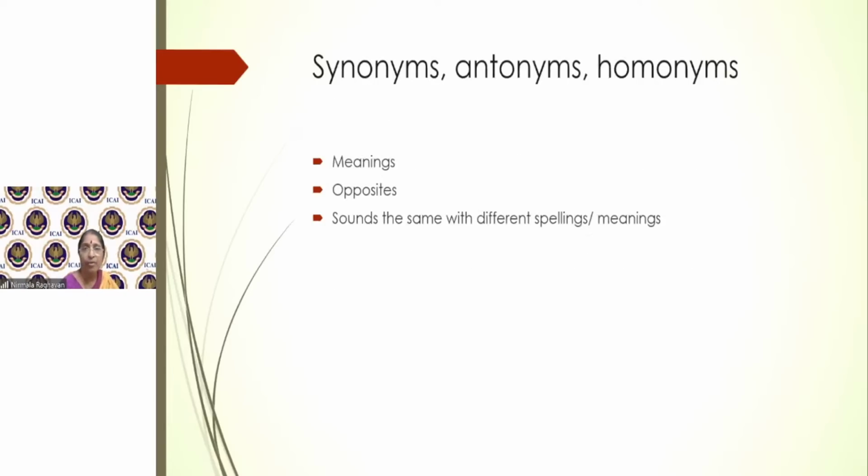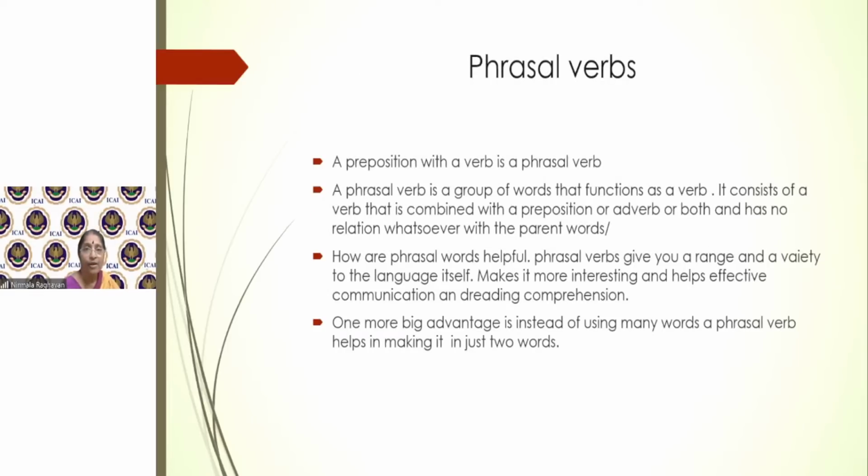Okay. Now, synonyms, antonyms, and homonyms. Synonyms are meanings, antonyms are opposites, homonyms are words which sound the same but with different spellings. Okay. Now, phrasal verbs. We saw this yesterday in the last class. Now, a preposition with a verb is called a phrasal verb. A phrasal verb is a group of words that functions as a verb.